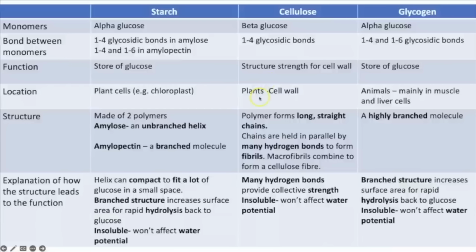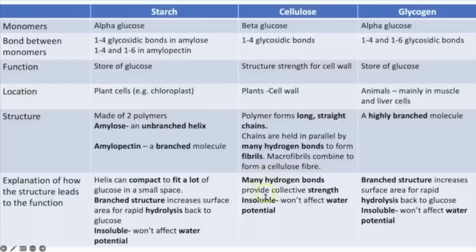This is also found in plants, but the difference here is it is for structural strength. It has a very different structure, and that is all down to the fact that the monomer is beta glucose. Because it's beta glucose, we get 1-4 glycosidic bonds only. And that results in long, straight chains of this beta glucose molecule. Those long, straight chains are held in parallel to each other, and many hydrogen bonds form between all of those chains. One hydrogen bond is weak, but because there are so many, it provides this collective strength. And those then form macrofibrils, which combine to form a cellulose fibre.